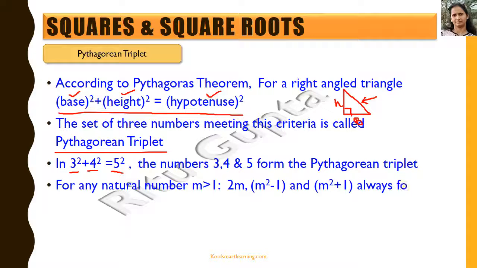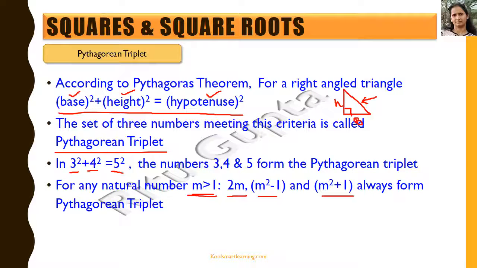Now we'll find out a criteria by which we can find the Pythagorean triplet if any one of these three numbers is given to us. So for any natural number m greater than 1, this is true when m is greater than 1, 2m, m square minus 1 and m square plus 1 will always form a Pythagorean triplet.